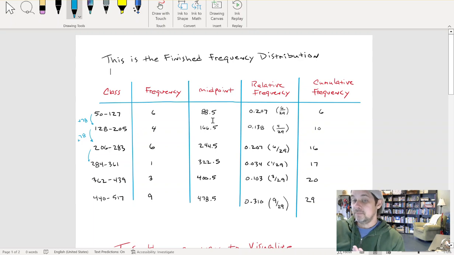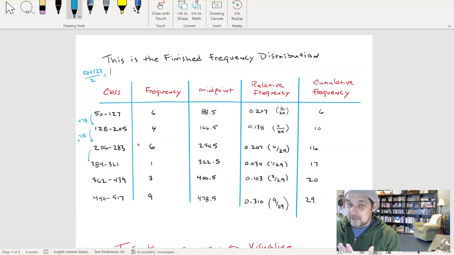How we find the midpoint is like this. Let's do it this way. The first midpoint, what we want to do is average these numbers. So I take 50 plus 127 and I divide by 2. Okay? Alright, so 50 plus 127 divided by 2 is 88.5. So there's my first midpoint.